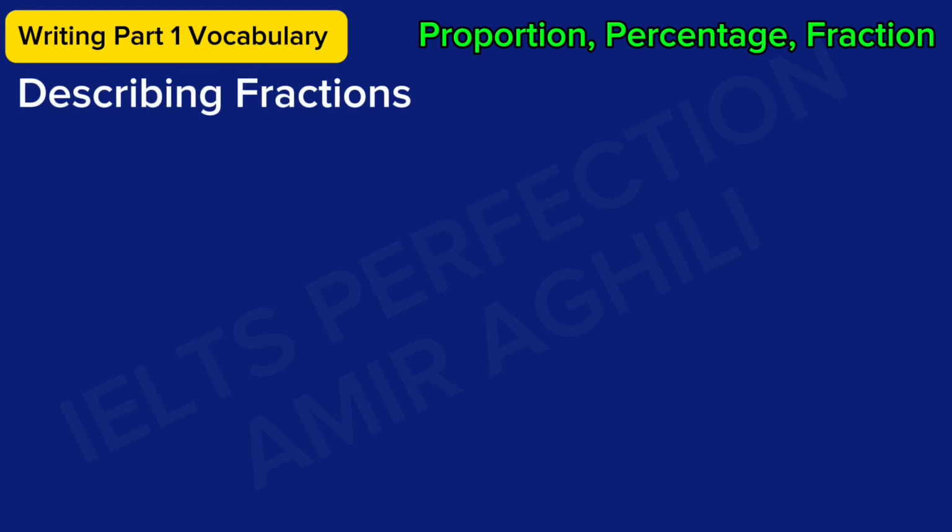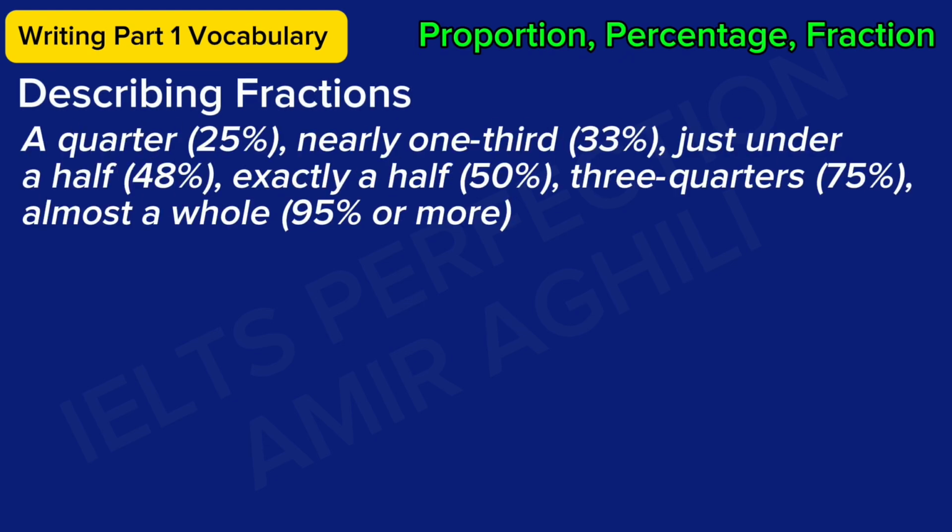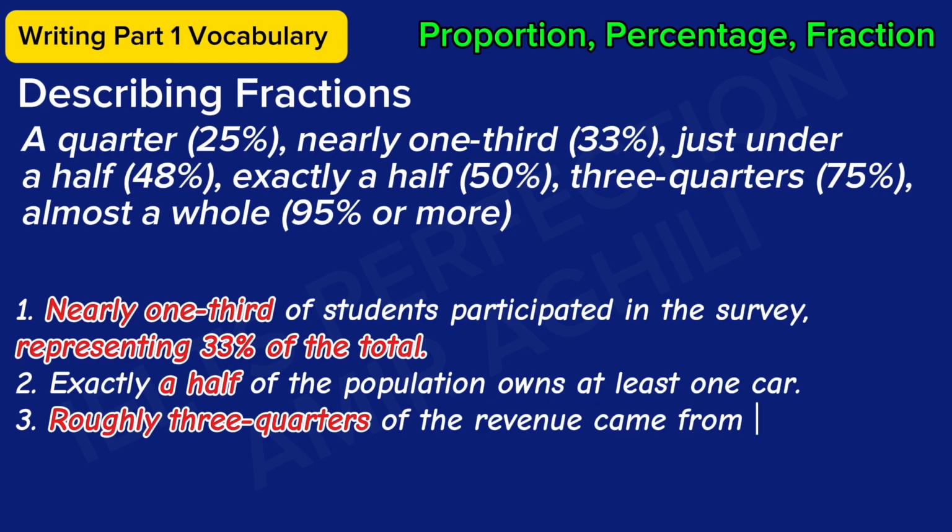For describing fractions, we can use phrases like a quarter, nearly 1/3, just under a half, exactly a half, 3/4, almost a whole. 1. Nearly 1/3 of students participated in the survey, representing 33% of the total. 2. Exactly a half of the population owns at least one car. 3. Roughly 3/4 of the revenue came from international markets.